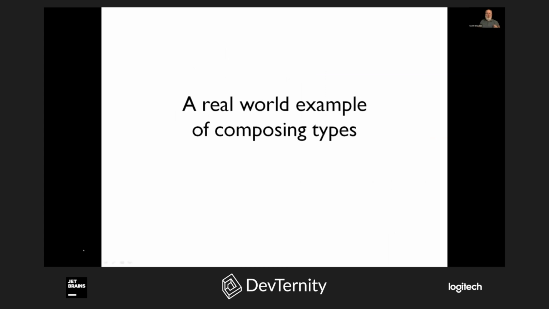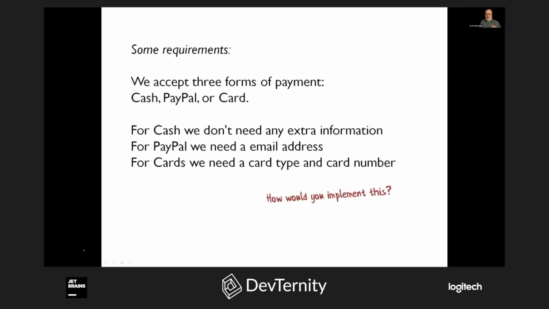Let's look at a real world example if I want to model something more complicated. So let's say I want to model a payment system and I take cash, PayPal, or credit card, right? Now for cash, I don't need any information. For PayPal, I need some sort of email address. For cards, I need a card type and a card number and an expiration date and a code and all this stuff, right? So how would you implement this? How would you implement this requirement?